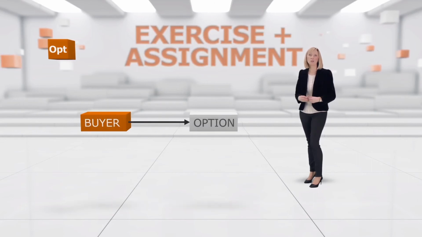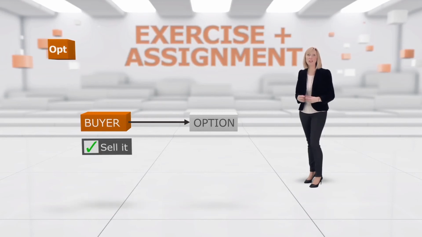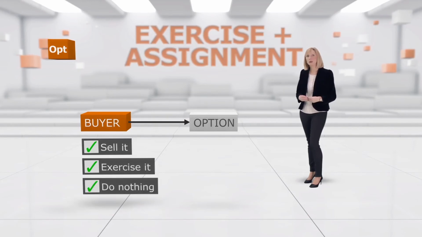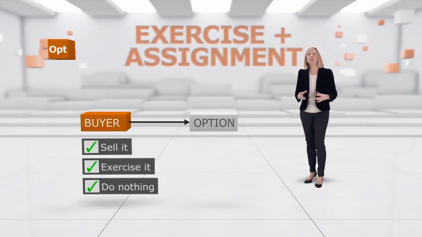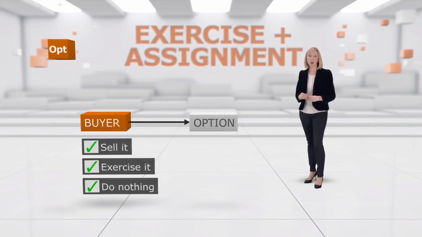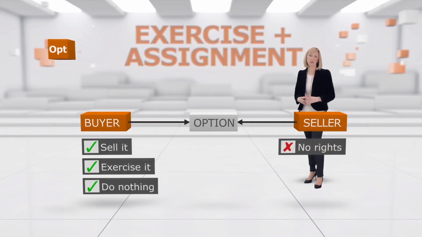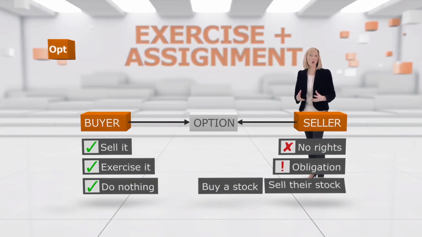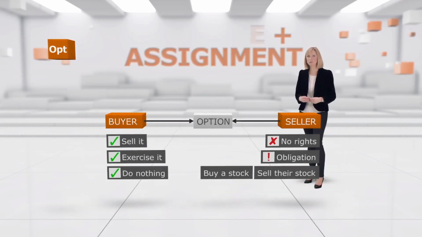The buyer of an option has the right to exercise their option. As a buyer, you may choose to sell that option in the marketplace, exercise it, or do nothing. By contacting your broker, you can exercise your options and purchase the shares of a stock. The seller has no rights, but they have an obligation. If the seller holds a short option, they can be legally obliged to buy a stock from someone else or to sell their own stock.